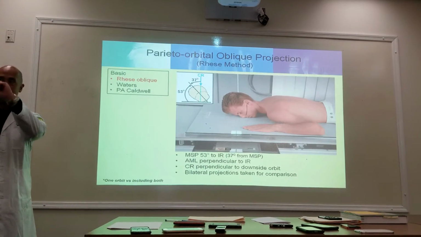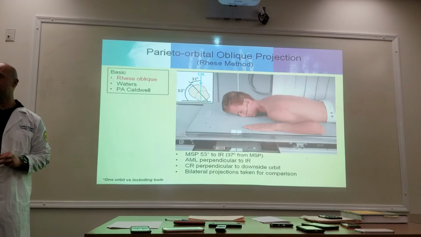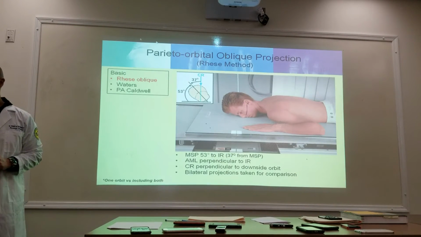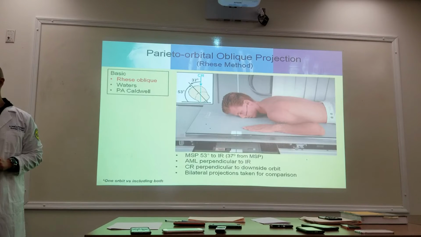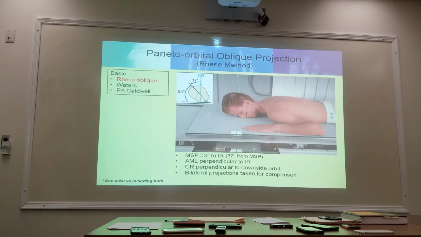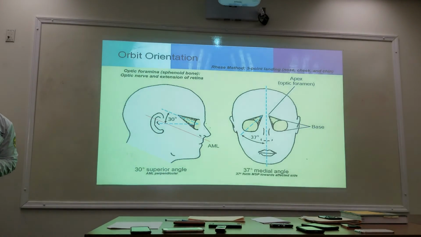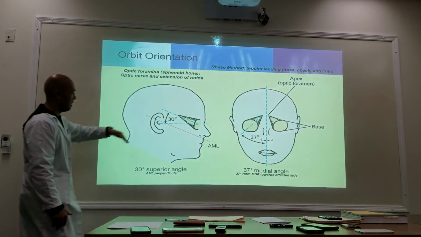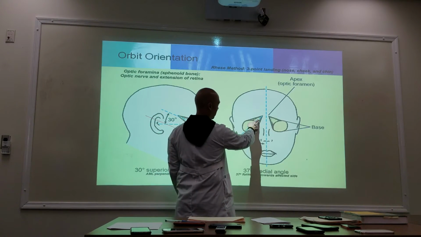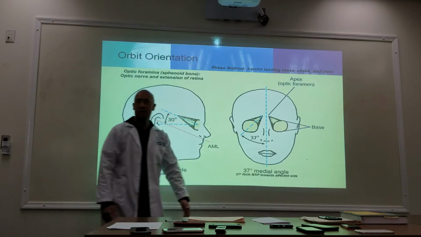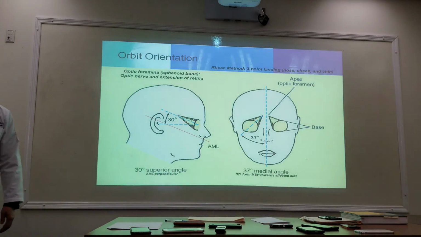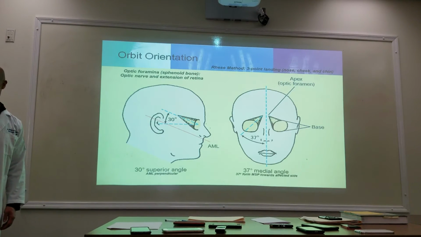So that's the parietal orbital oblique projection, also known as the Reese method. We're going to use the AML perpendicular, and then we're going to use the mid-sagittal plane, 53 degrees from the IR, or 37 degrees from the mid-sagittal plane. Okay, and this is why we do it. Here's the AML, perpendicular, and then we do a rotation of 37 degrees to get at that optic foramen. That's not on your slides, I added that too, just for reference when we're talking about this.